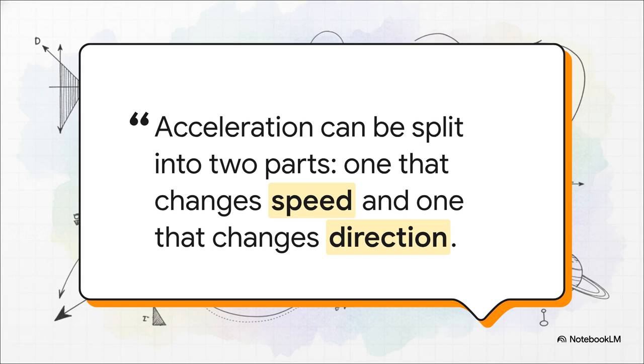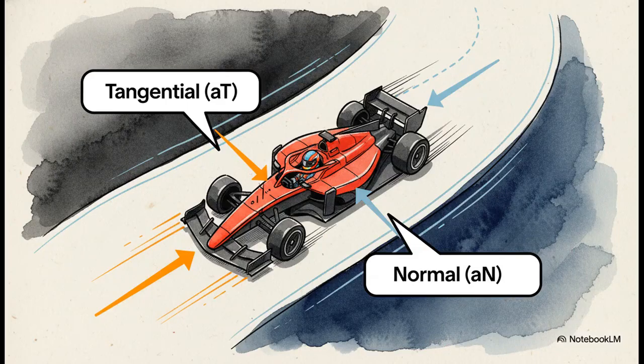Any acceleration you feel, any acceleration an object experiences, can be broken down into two parts that are perpendicular to each other. One of those parts is all about changing your speed, speeding up or slowing down. The other part is all about changing your direction, making you turn. We give these two parts names, the tangential component and the normal component.